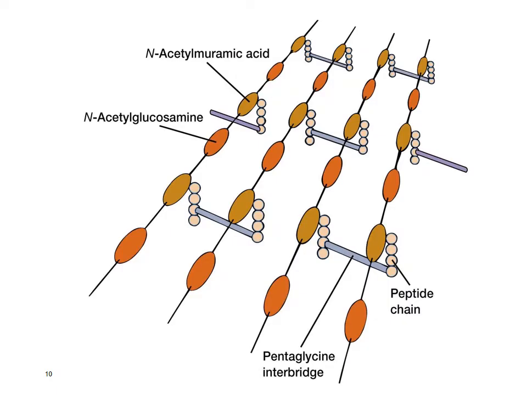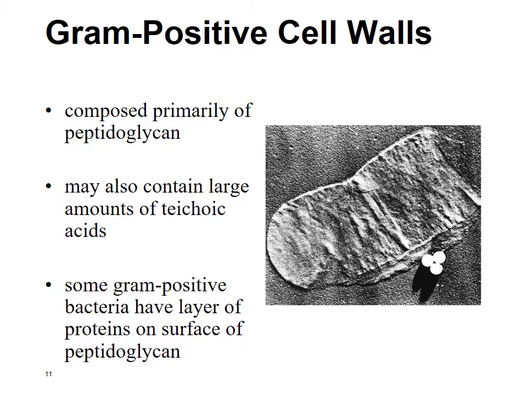Here you can see the resulting mesh-like polymer. This mesh is dense, strong, porous, but a very flexible network. Now let's take a closer look at gram-positive cell walls. Gram-positive bacteria have cell walls that are thick and composed primarily of peptidoglycan. They also contain large amounts of an acid called teichoic acids.